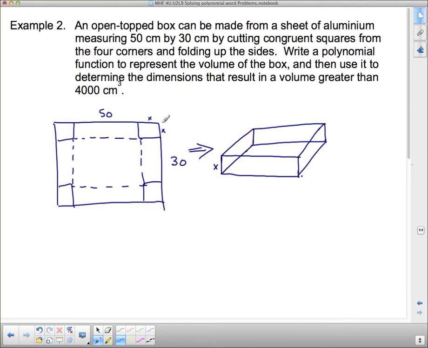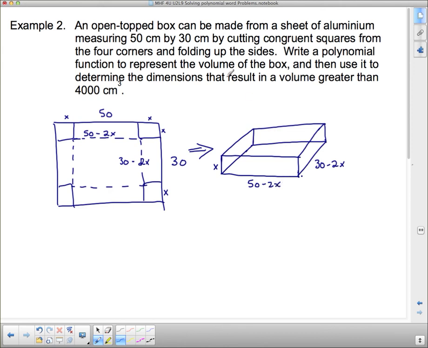So now let's figure out dimensions here. This whole length is 30 and I've got an x on both sides. So to get this in here, it's going to be 30, but I have to subtract the x off of both sides. Minus 2x. So that's going to be the base of the box, 30 minus 2x. And across here, the whole length is 50, but I'm cutting out those corners. So this length in here, this dotted line, is going to be 50 minus 2x, because I have an x both on this side and on this side. Now my height, of course, is going to be x, because that's this length, and when I fold it up, it's still going to be x.